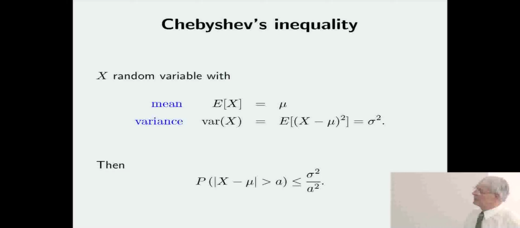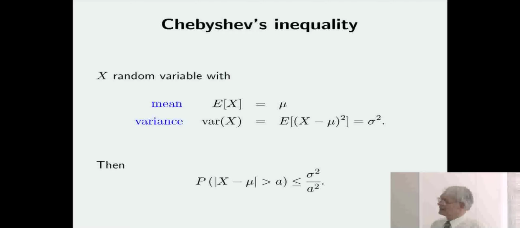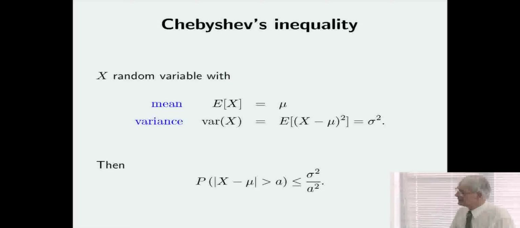So let's have a random variable, x. And x will have a mean value, an expectation, let's call it mu, and it's going to have a variance, so we'll take x, subtract off mu, square it, and look at the expected value of that, and that's called sigma squared. And what Chebyshev did was to prove this wonderful inequality. So let's see what it says.